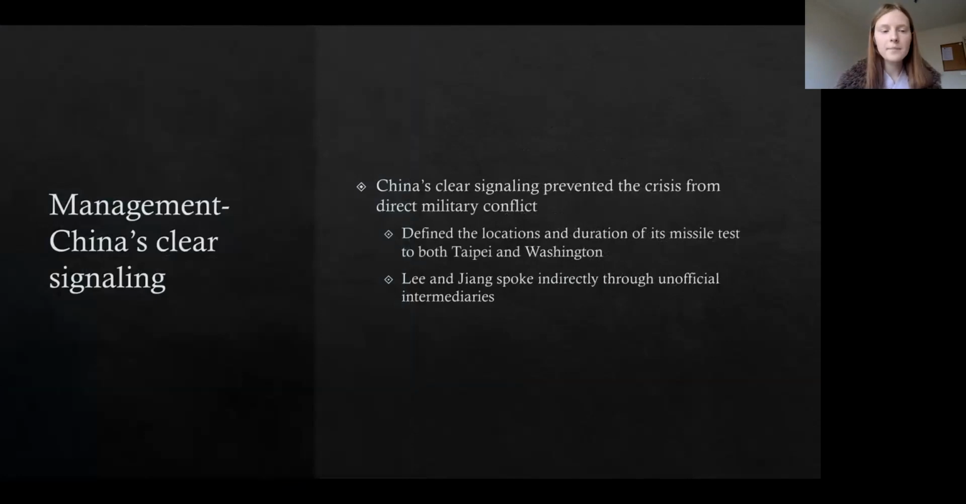Another thing that managed the crisis itself was China's clear signaling. They defined the locations and the duration of its missile tests to both Taipei and Washington, which showed the others that it wasn't direct military aggression, but more in a sense, military posturing. And Li and Zhang spoke indirectly through unofficial intermediaries, which Andrew Scobell, another scholar that I interviewed, explained ensured that this signalling from a distance reconciled differences and mitigated any misperceptions.